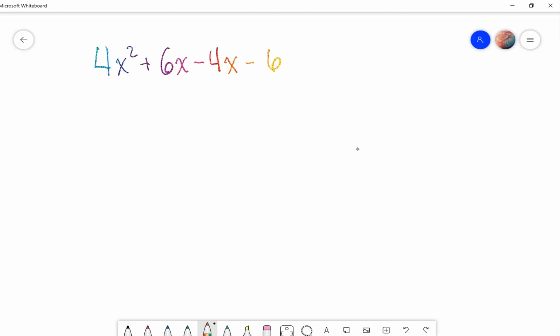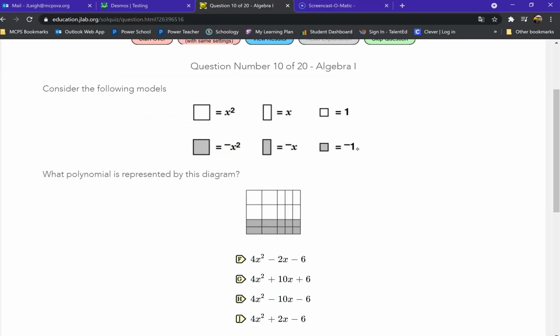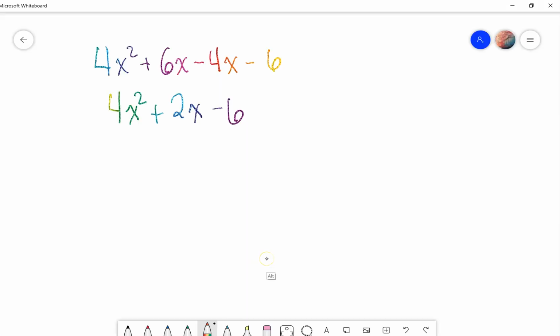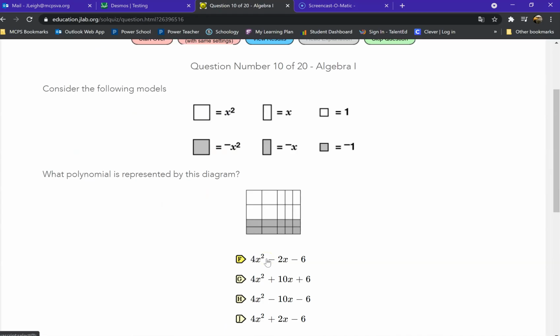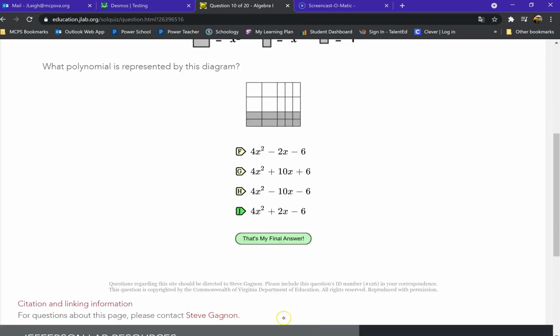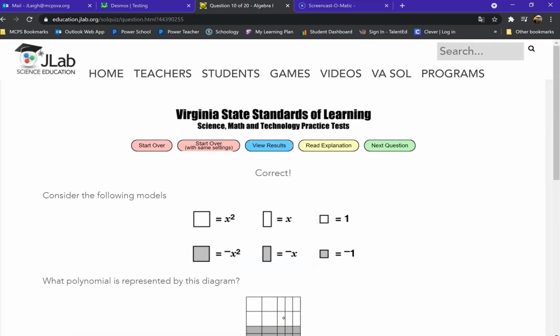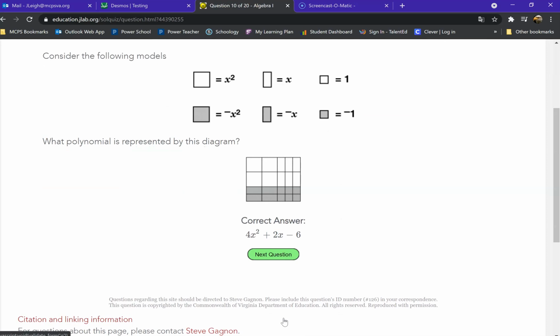We're going to combine like terms. 6 minus 4 is 2. And then -6. 4x squared minus 2x, nope. 4x squared plus 2x. There we go, so our answer is J. Correct! Woohoo!